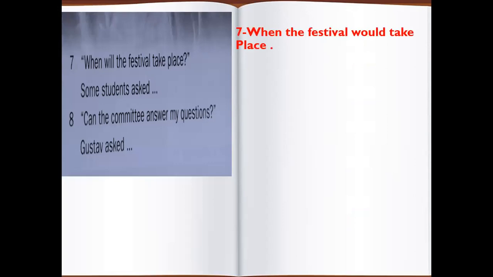"Can the committee answer my question?" Gustav asked. If the committee could answer my, we change my into his question. Here we have a possessive adjective. You have the possessive my with Gustav, we change it into his. If it were I, we would have changed it to he because the subject is masculine. Now my becomes his, so it becomes if the committee could answer his question.